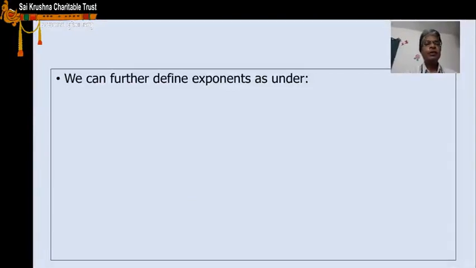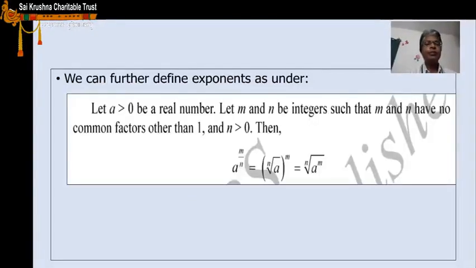We can further define exponents as follows. Let a greater than 0 be a real number. Let m and n be integers such that m and n have no common factors other than 1, and n greater than 0. Then a power m by n equals the nth root of a power m, equal to the nth root of a whole power m, equal to a power m nth root.